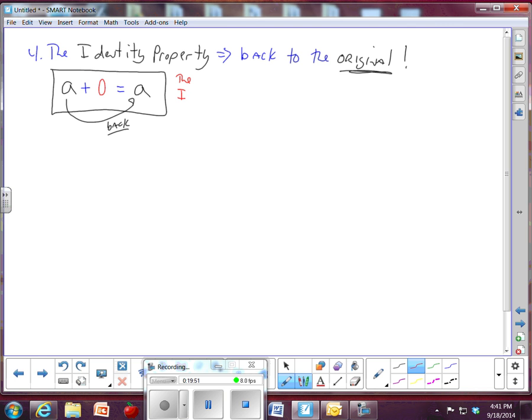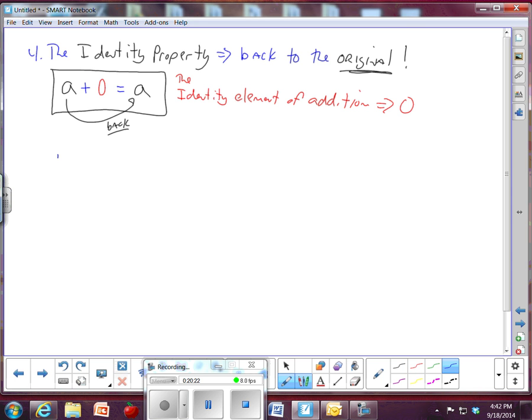The identity element of addition. A lot of words, isn't it? The identity element of addition. And what the identity element of addition means is, what can you add to something to get it back to the original? That's the identity element. So the identity element for addition is the 0, right? 0 is what you can add to something to get it back to the original.